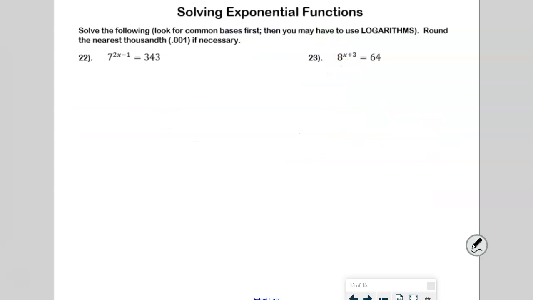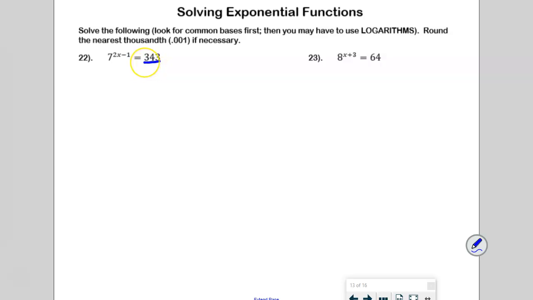All right, really old topic from logarithms, but definitely something we need to see. We're going to be solving exponential functions. My suggestion to you at the top is look for common bases first, because we found out the other day that that's actually a lot easier to do. If not, you can always use logarithms, and in some cases you have to use logarithms, and we'll see that in a moment. So number 22, you know what?